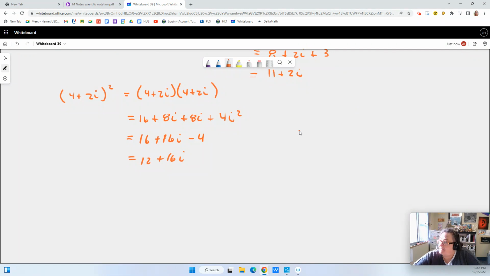Think about this. If I have i times i, right? That's i squared, and we know it's going to be a negative, right? It'll be -1. What if I have i times i times i? If I have i cubed, what's that going to be? Well, it's like taking this -1 and multiplying it times i. So it would be -i.